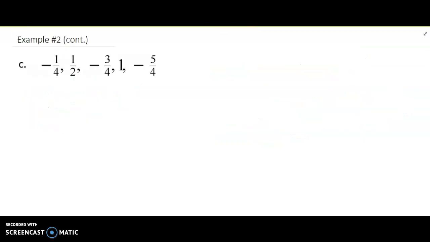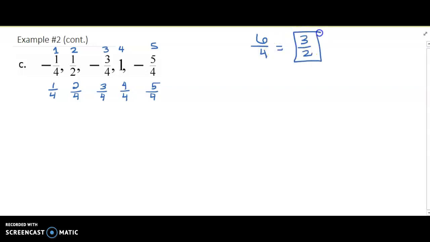All right, let's look at C now. Okay, for now, I'm going to pretend like the negatives aren't there. So this is my first term, or my A sub n. This is my second term, third term, fourth term, and fifth term, right? And like I said, I'm going to forget my negatives for now. This is 1 over 4. This is 2 over 4 reduced. This is 3 over 4. This is 4 over 4. And this is 5 over 4. Okay, so if I wanted to find my next term, it would be 6 over 4, which is 3 halves. That would be my next term.